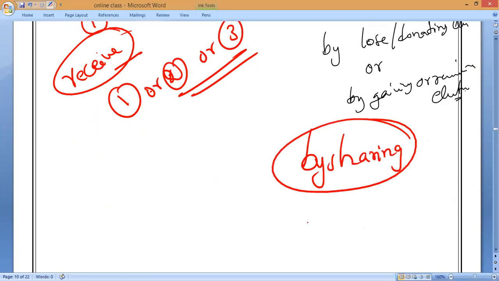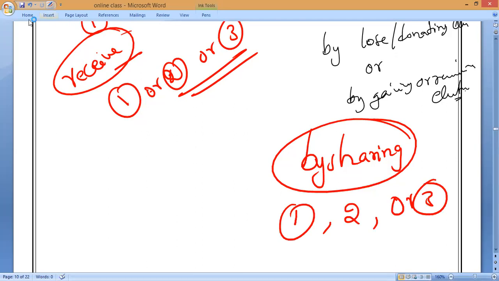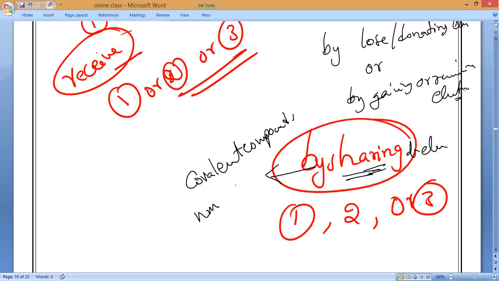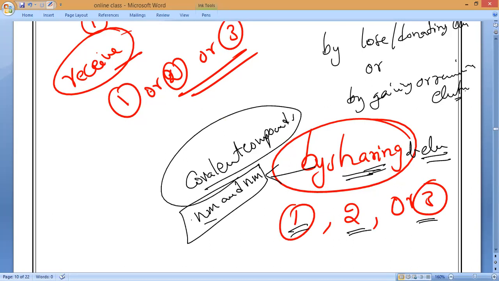Or by sharing also. Remember, they can share 1, 2, or 3 electrons. More than this they cannot share either. Is it okay, guys? By sharing, what compounds will we get? We get covalent compounds. I already taught you: covalent compounds form by sharing of electrons between non-metal and non-metal only. You should remember that in your mind. By sharing 1, 2, or 3 electrons, it will form covalent compounds between non-metal and non-metal.